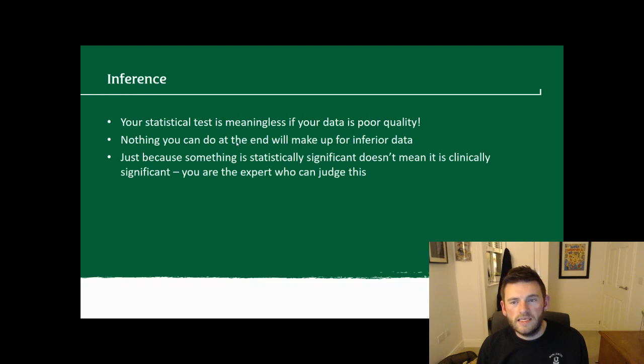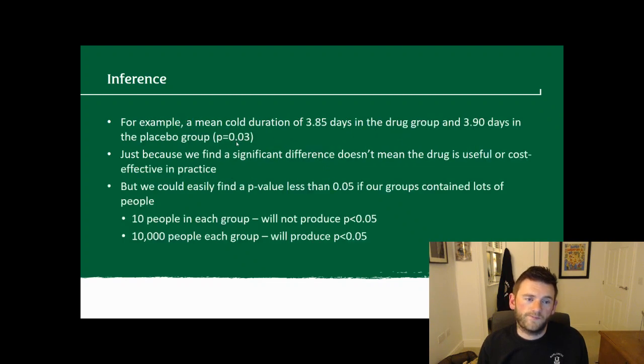And one key consideration, something I'm sure you're all aware of, is that just because something is statistically significant, i.e. it falls below this kind of arbitrary 0.05 cutoff in our p-value, it doesn't mean it's going to be clinically significant. You are the expert that has to judge this when you're reading a paper on people who have done stats models, or you're doing them yourself in terms of your interpretations.